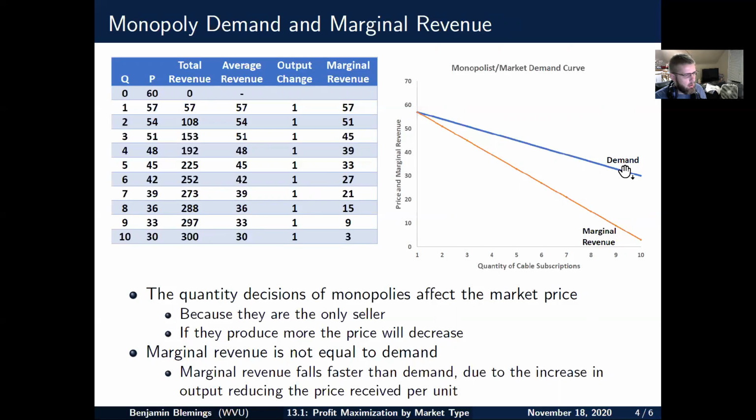This marginal revenue is falling faster than demand due to the increase in output, reducing the price they receive per unit. So what is their profit maximization decision? What Q should they produce?